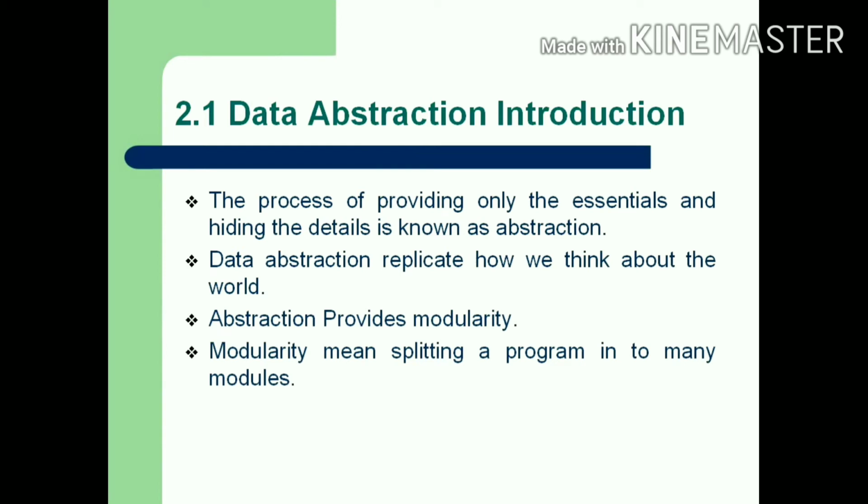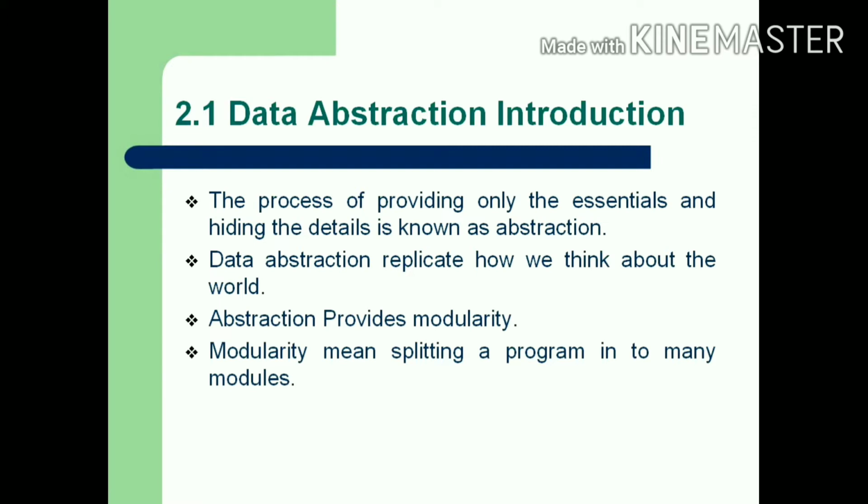Data abstraction is a process of providing only essentials and hiding the details. It means we are providing only essentials, that is important things, to the user, and other details are hidden from the user. This concept is very important in Python and all object oriented programming languages. By this we can give security to our coding.